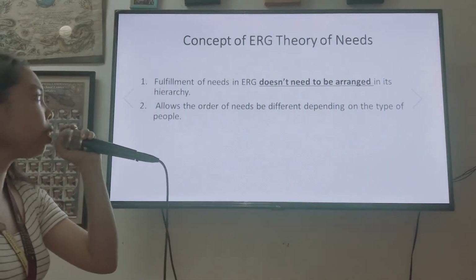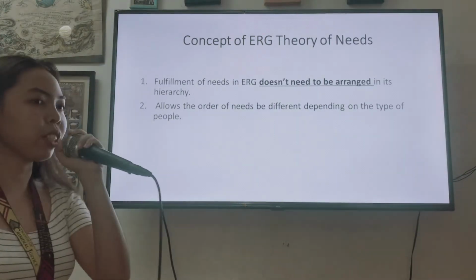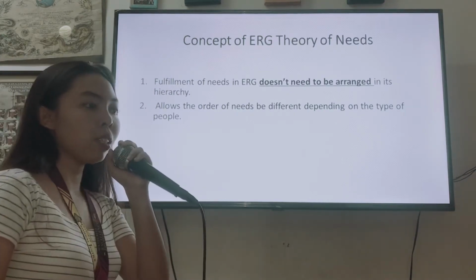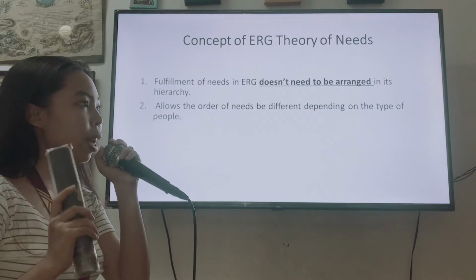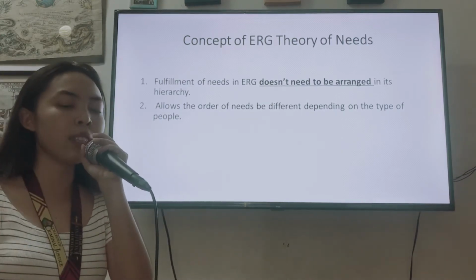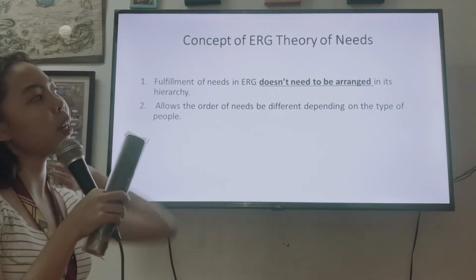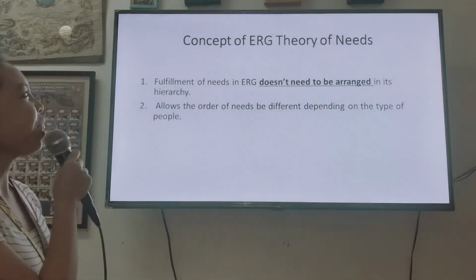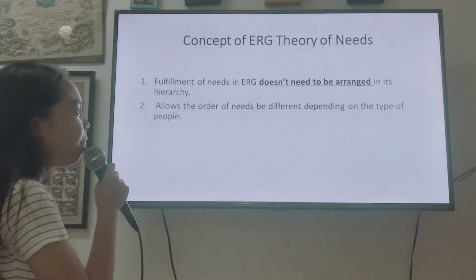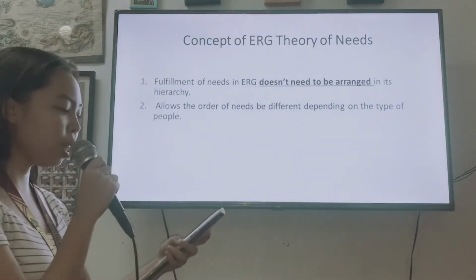Fulfillment of needs in ERG doesn't need to be arranged in a hierarchy, which means we can go back to those basic needs. But in Abraham Maslow's theory, after we achieve the basic needs, we go to the next level and we cannot go back. And second, the ERG theory of needs allows the order of needs to be different depending on the type of people. We are different.